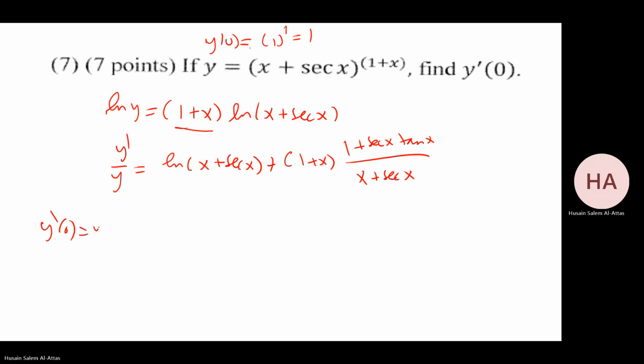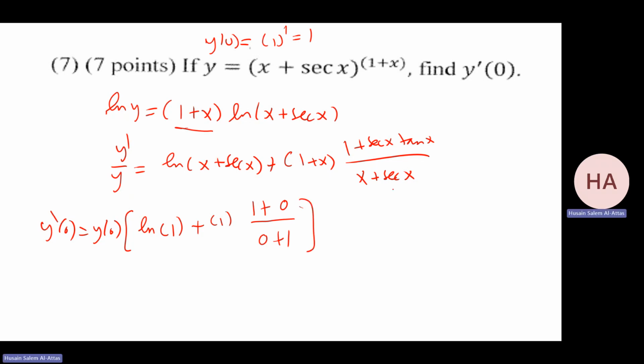So it will be y at 0. Here I have ln 1, which is 0, plus 1, and I have 1 plus 0 over 0 plus 1. Okay, secant 0 is 1. So this is 0, this is 1, this is 0, this is 1. So the result will be what? 1.